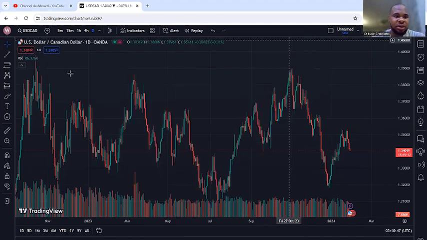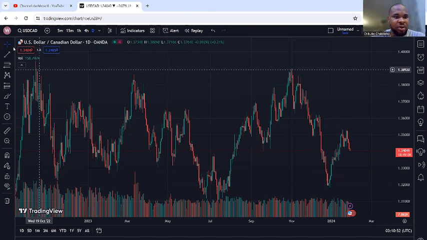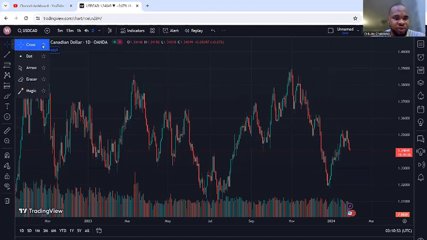So that's just it. Now another thing I want to teach you guys is this. Right here where we have cross, dots, arrow, erase, and all that. Let's start from erase. If you have a drawing on the screen that you want to erase or change, you can use this icon here.